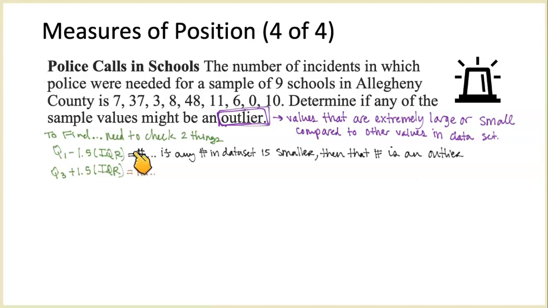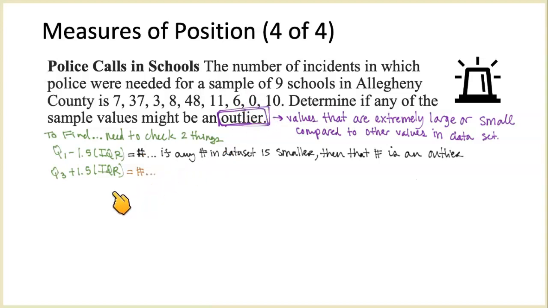So let's say, if we look at our data set here, the smallest number is 0. When we calculate this and we get 2 as the answer, since 0 is smaller than 2, then 0 will be an outlier.